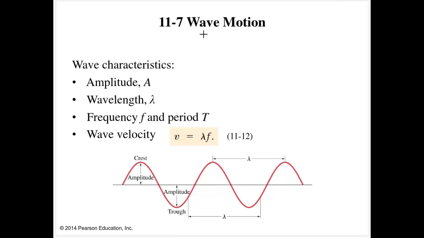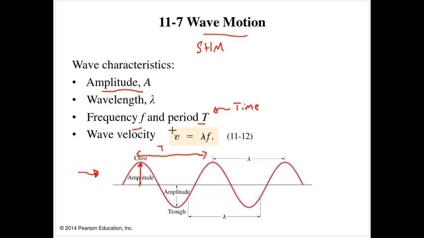A lot of the characteristics of wave motion are going to be very similar to what we've already observed in simple harmonic motion. If we look at a continuously driven sinusoidal wave, we're still going to have an amplitude, which is going to be the distance away from equilibrium. We're still going to have a frequency and a period, where the period is going to be the crest-to-crest time. So we have the period.